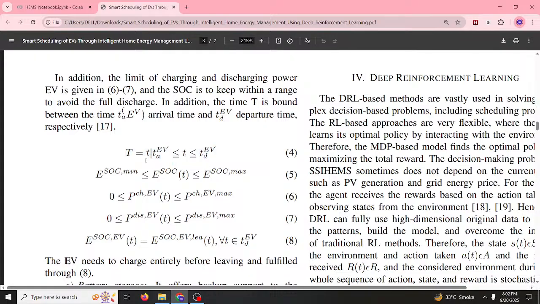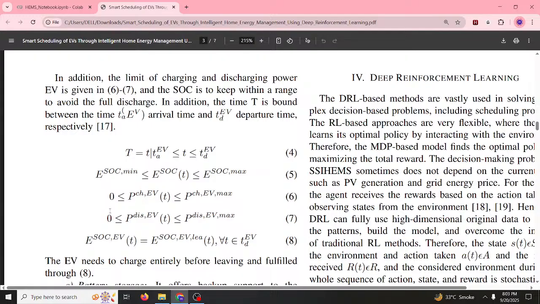Here we have these constraints of time, that at a time we can only charge or discharge the battery. I mean, either we will charge or we will discharge. We cannot charge and discharge at the same time.